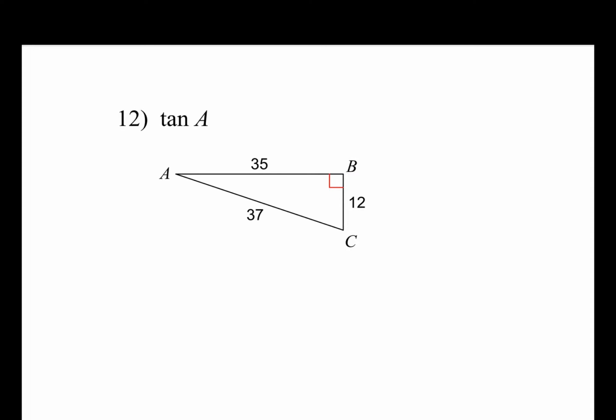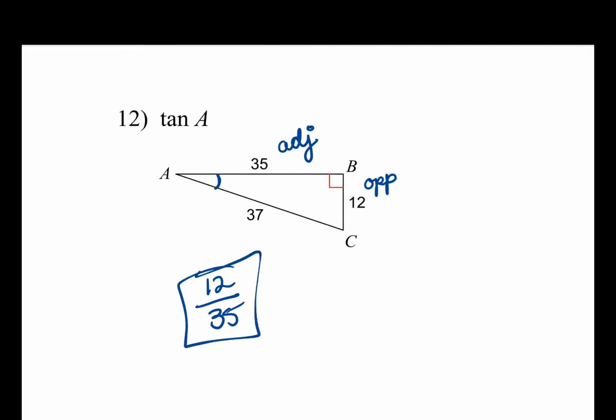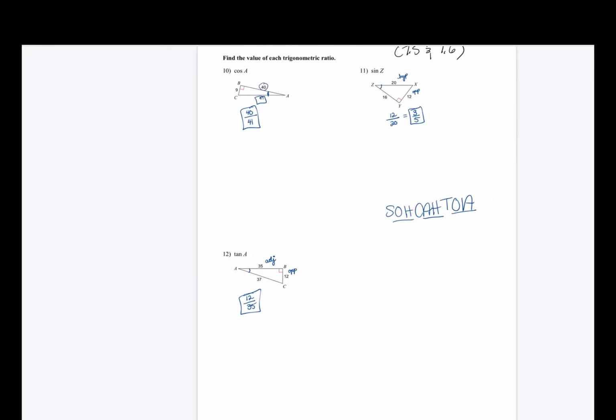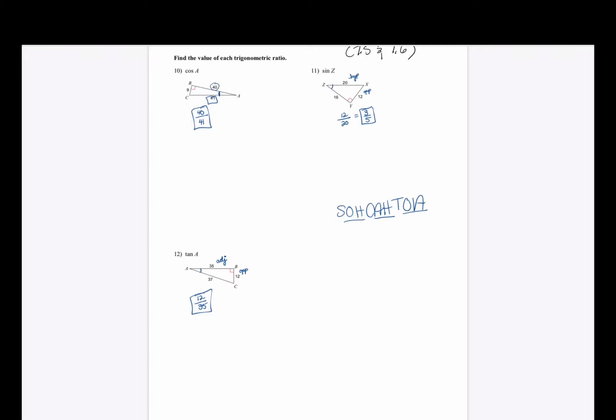Tangent, tangent is opposite over adjacent. 12 is opposite. 35 is adjacent. Tangent of angle A then is going to be 12 over 35, which does not simplify. All right, so that's kind of like the first part of 7.5 and 7.6.